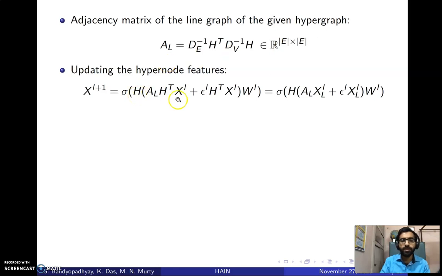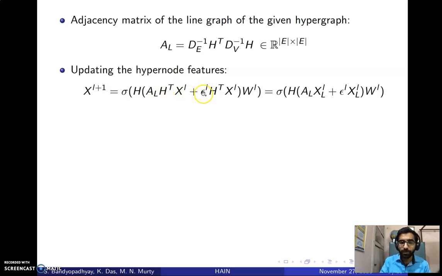Then we introduce this message passing mechanism in the line graph of the hypergraph. As you can see, H is again the incidence matrix of the hypergraph, X is the hypernode feature matrix. So H^T X can be considered as the hyperedge feature matrix. When this is multiplied with A^L, this can be considered as passing the messages in the line graph of the hypergraph.